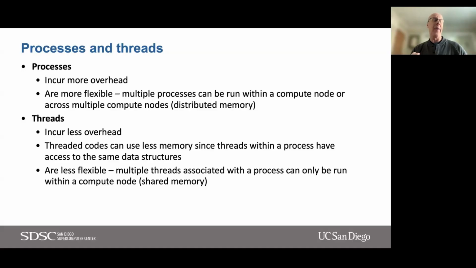Now, threads have their own advantages and disadvantages. A thread is going to incur less overhead. Threaded codes can use less memory since threads within a process have access to the same data structures. The downside, though, is that threads are less flexible. Multiple threads associated with a process can only be run within a compute node. So what we call shared memory parallel programming.